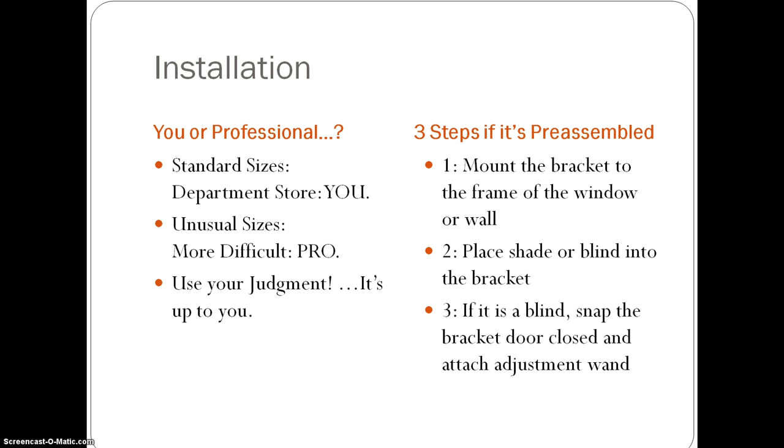So there are 3 steps if it is pre-assembled and you want to install it yourself. Step 1 is you mount the bracket to the frame of the window or wall. Step 2, you place the shade or blind into the bracket. And then if it is blind, you just snap the bracket door closed and you attach the adjustment wand. So really it's not a whole lot of rocket science, but I do have a video clip and it will show you how you can do that yourself if you would like to.